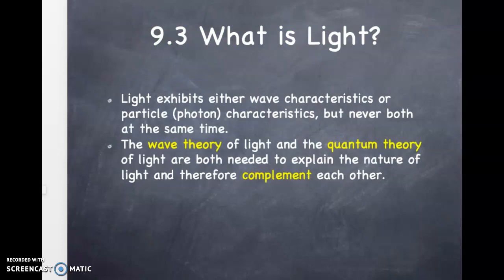What is light? Light exhibits either wave characteristics or particle photon characteristics, but never both at the same time. The wave theory of light and the quantum theory of light are both needed to explain the nature of light and therefore complement each other, but they're never used in the same experiment. They're always one way or the other. And so we now live with this duality nature of light.